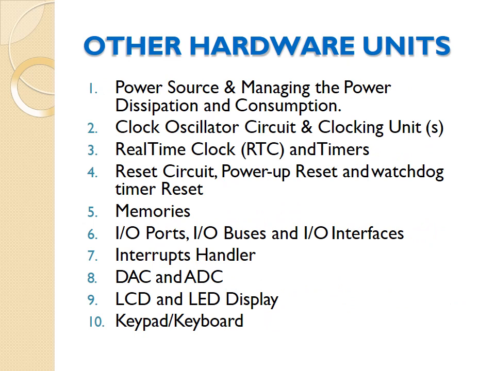The next one is the other hardware units, like a power source, clock oscillators, real-time clock, watchdog timers, memories, I/O ports, interrupt handlers, ADC, DAC, LCD, keyboard, and keypad. So when we design an embedded system, these are the necessary components of the hardware system.